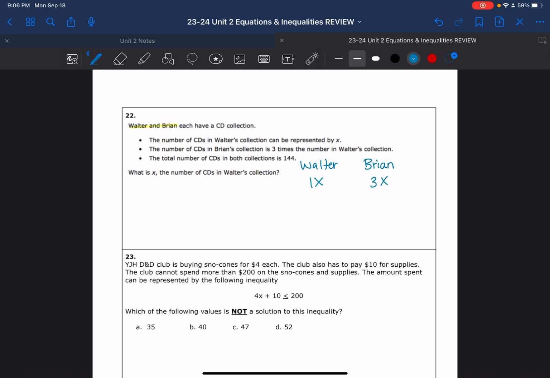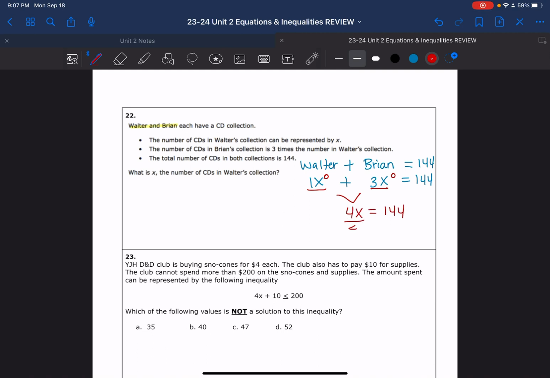Both of these added together, if we look at bullet point number 3, it says that the total of CDs in both collections, so Walter plus Brian, has to equal 144. So guess what we're doing with 1x plus 3x? We're adding 1x plus 3x equals 144. Now here, these are like terms because both of them have the same exponent. It's just a 1 there, right? It doesn't have anything there. So basically, it's the same term. So we're going to add these two. 1 plus 3, that's going to be 4x equals 144.